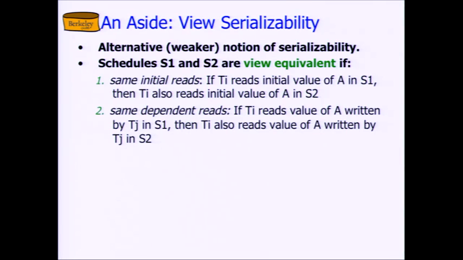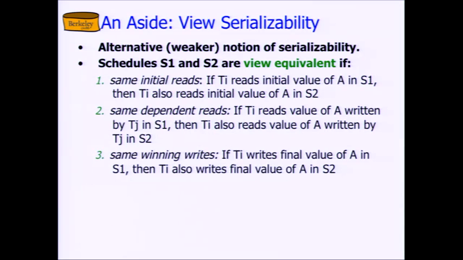They also have the same dependent reads. By contrast, if Ti reads a value of A that was written by Tj in the first schedule, then it reads a value of A written by Tj in the second schedule. All right? So if you want to think about data being passed along from one transaction to the next, the way the data is passed along is the same. Either you read unpolluted data or you read data written by the same guy you read from in the other schedule. So all the reads are kind of the same.